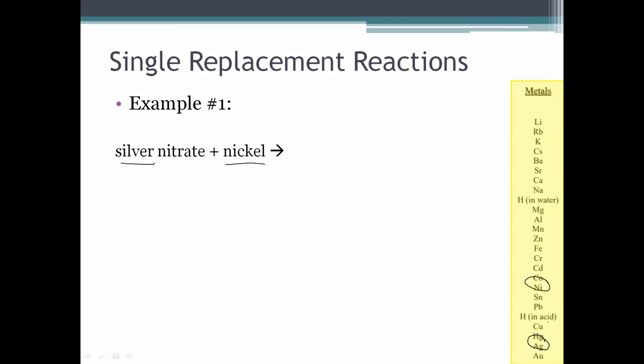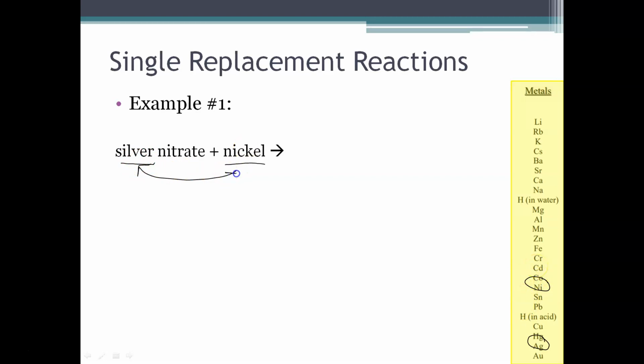I circle both nickel and silver, or find both of them on the activity series, and underline both of them in my chemical reaction. Now I ask myself, is nickel more or less active than silver? Nickel is higher up on the activity series. In the previous slide, I said the more active metals are at the top. So nickel is trying to come over and replace silver, in a single replacement reaction. Nickel can only replace silver in silver nitrate if it's more active on the activity series. In this case, it is.